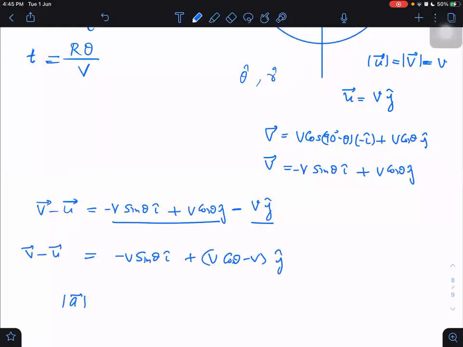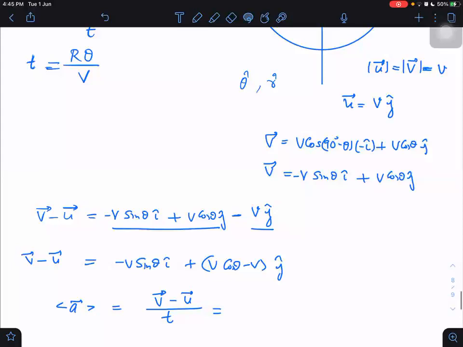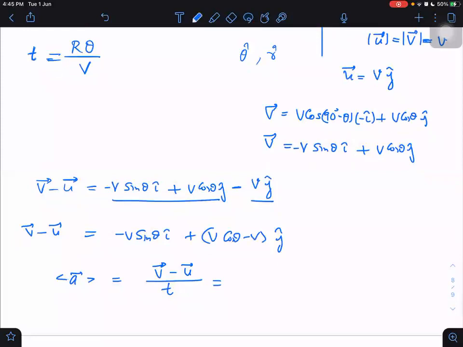Then what would be the average acceleration? Average acceleration formula: v minus u by t. Exactly right, change in velocity divided by the time interval taken. We are going to use the time taken here. Time taken is r theta by v. So I think we will finally get v square. Why am I taking v square? Because this will go to the denominator, and when it goes to the denominator, from here it will come to the numerator. So it will become v square.